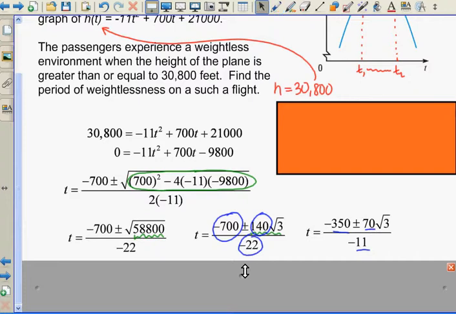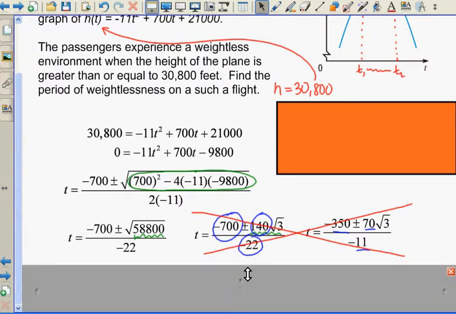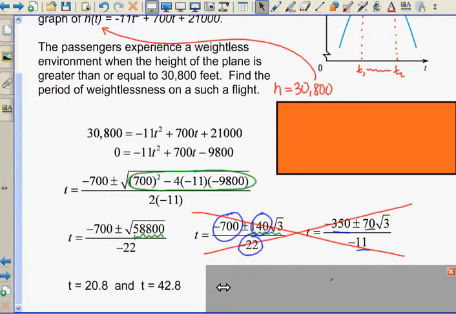But if we really want to give an answer to somebody who doesn't know much about math, and we say the time was negative 350 plus or minus 70 root 3 over negative 11, everybody's going to be like, what time, what do you mean? So let's just turn that into a decimal. That's the nice part about word problems, you don't have to be so algebraically specific. You can just go ahead and tell me what the decimal is.